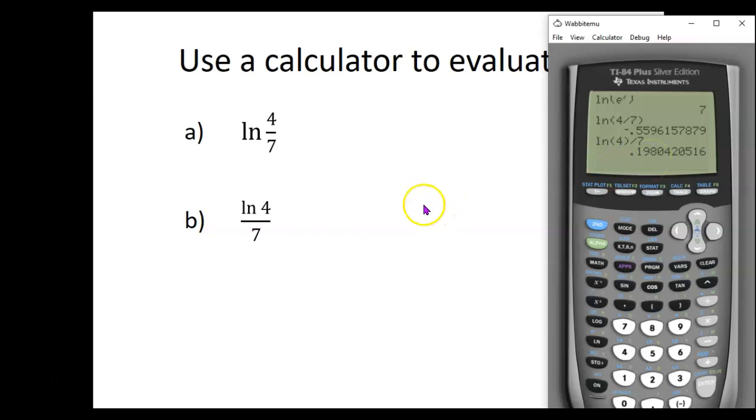So it definitely makes a difference. Do we divide first and then take the logarithm, or do we take the logarithm first and then divide? It definitely makes a difference. It's two different things, so be careful about that.